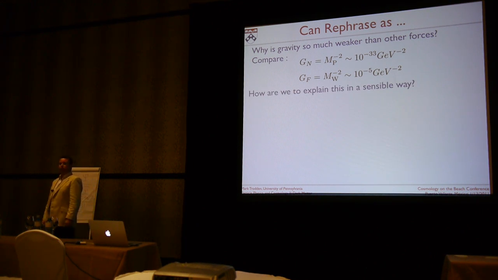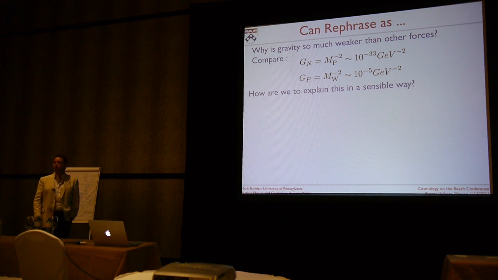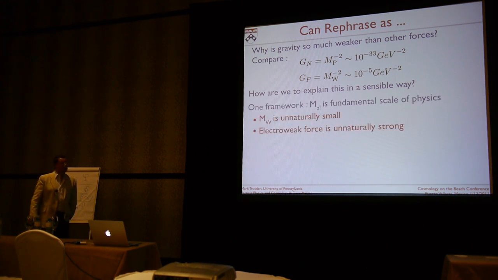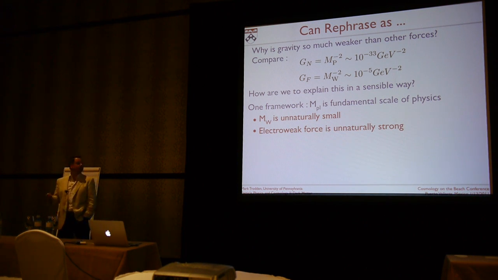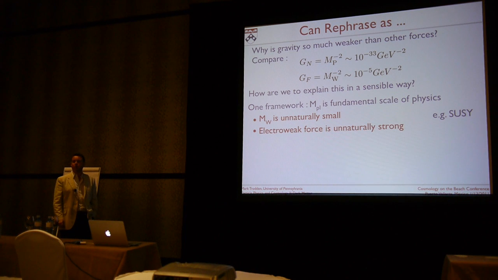So the problem with the hierarchy problem is how you can explain the disparity between these two scales in a sensible way, and thereby avoid the conundrum that quantum mechanical corrections to the standard model place you in. Now, one framework to do this is to say, well, we love gravity. Gravity is fundamental. The Planck scale is the fundamental scale of all physics. The weak scale is very unnaturally small compared to it. In other words, the electroweak forces are unnaturally weak, and you try to come up with a model that explains why. An example that does that is SUSY, and I'll explain that in a moment.